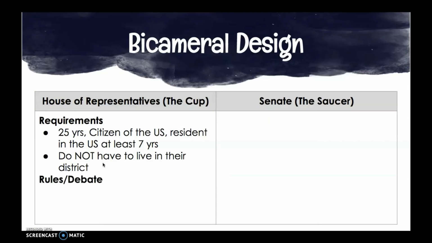Now, when it comes to rules and debate, there is a little bit of difference as well between the House and the Senate. The House has very formal, limited debate, and the reason, quite frankly, is because of its size. With 435 members, there has to be some sort of formal, limited debate to make sure that things can get done at all. For example, a representative may not speak for more than an hour.